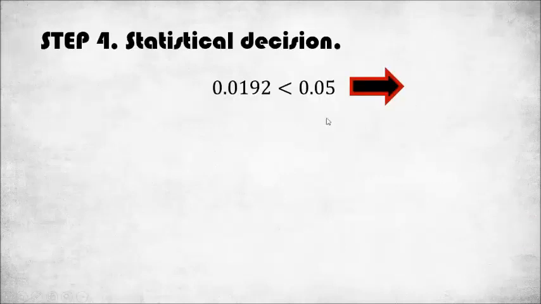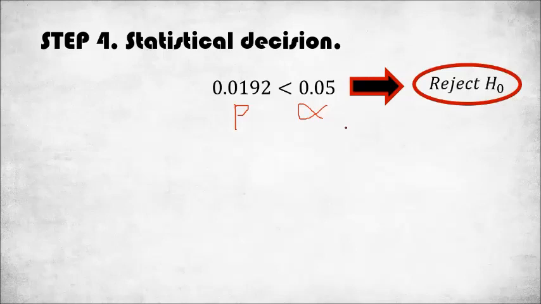So, going back to the numbers, comparison of numbers, ang p-value natin ay 0.0192. Ito yung p-value natin. Ang alpha natin or yung level natin ay 0.05. Compare nyo lang itong dalawa. Siyempre, input nyo yung proper symbol, either it is less than or greater than. And since 0.0192 is less than 0.05, we are going to reject the null hypothesis.